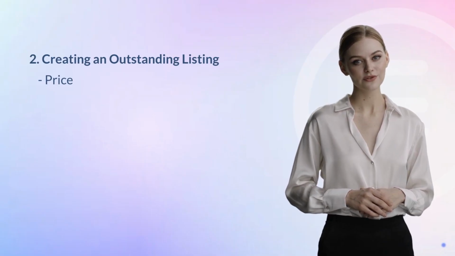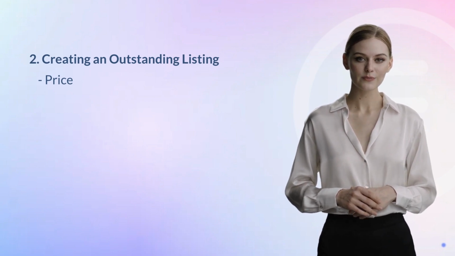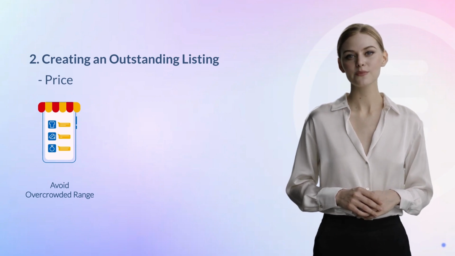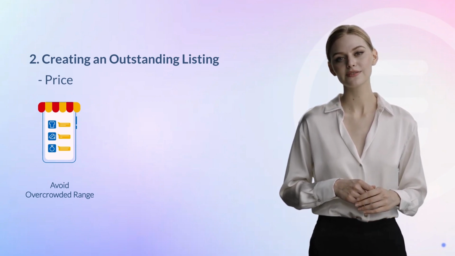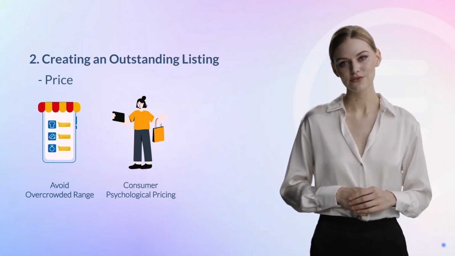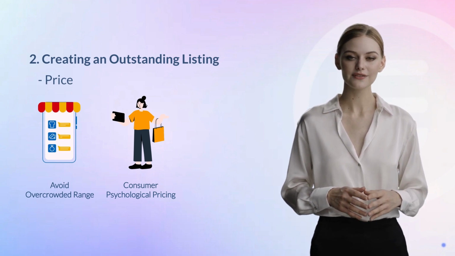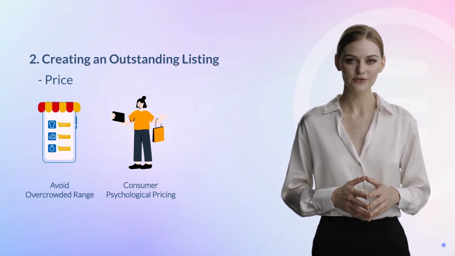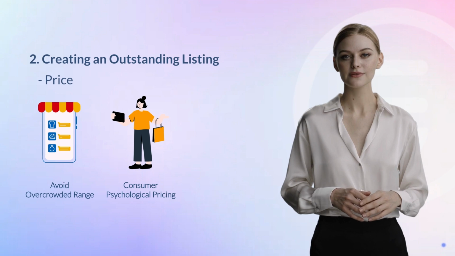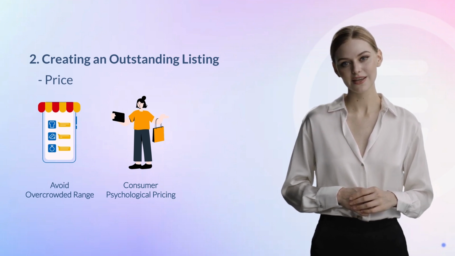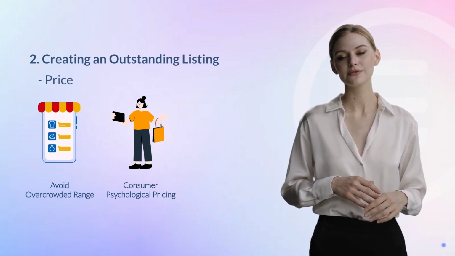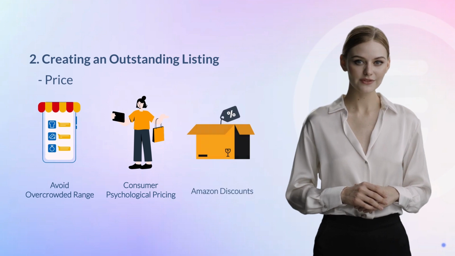Here are some tips for using pricing effectively. First up, avoid overcrowded price ranges. Think about whether your product has unique selling points, and consider adjusting your price slightly to stand out from the crowded price ranges. You can also experiment with consumer psychological pricing. Prices ending in 99 make products look cheaper than they actually are. People tend to focus on the first digit, so a product that costs $19.99 is usually more attractive than a product that costs $20. The final tip is to leverage Amazon discounts.